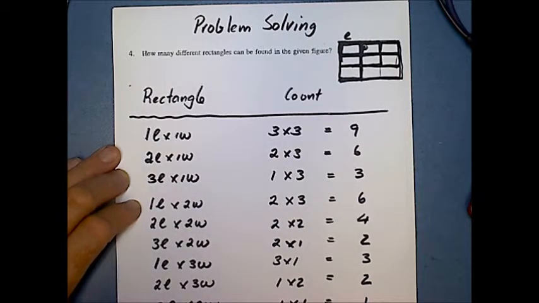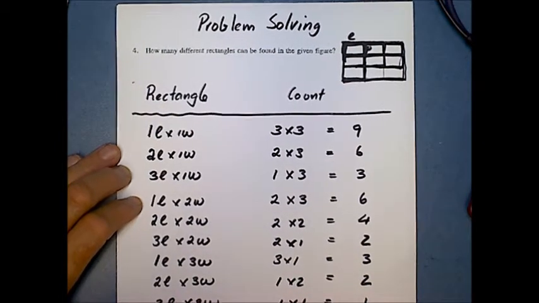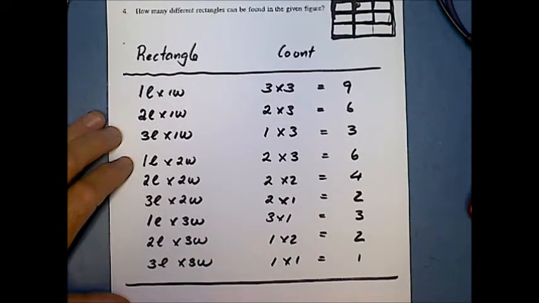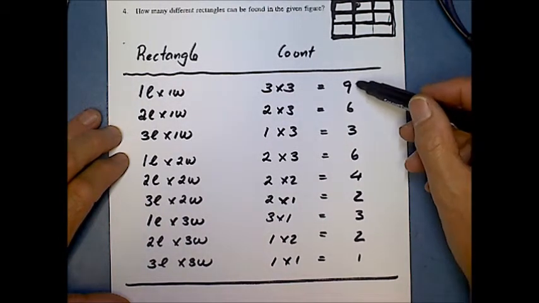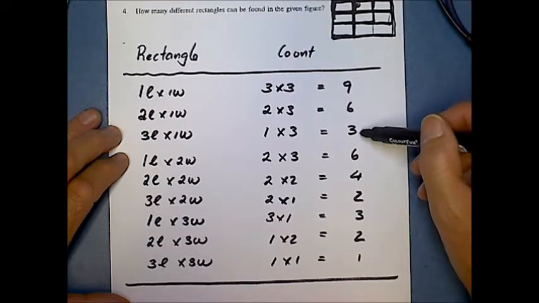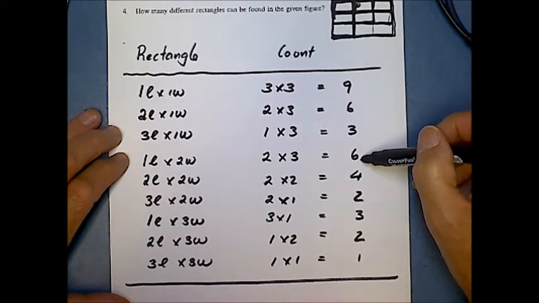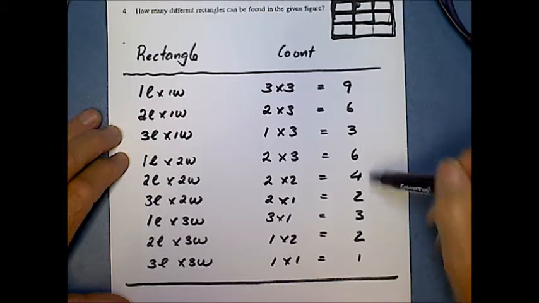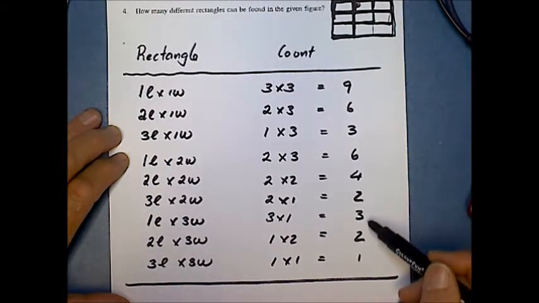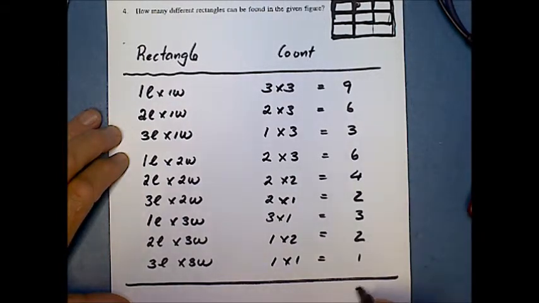So now, because we've organised our thinking with a table, we can simply calculate the number of rectangles that we've got. So we have 9 plus 6 is 15, and 3 make 18, and 6 make 24, and 4 make 28, 28 and 2 make 30, 30 and 6 makes 36, so we write down our answer, 36 rectangles.